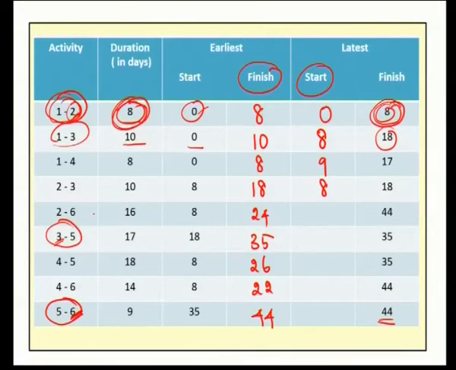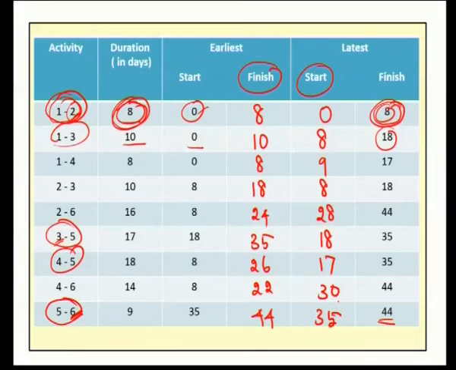For the activity 2 to 6, it is 44 minus 16, which is 28. Next, for the activity 3 to 5, it is 35 minus 17, which is 18. For the activity 4 to 5, it is 35 minus 18, which is 17. For the next activity, it is 44 minus 14, which is 30. For the final activity, it is 44 minus 9, 35. So, using this table, we can compute the earliest finishing time and latest starting time for each and every activity.